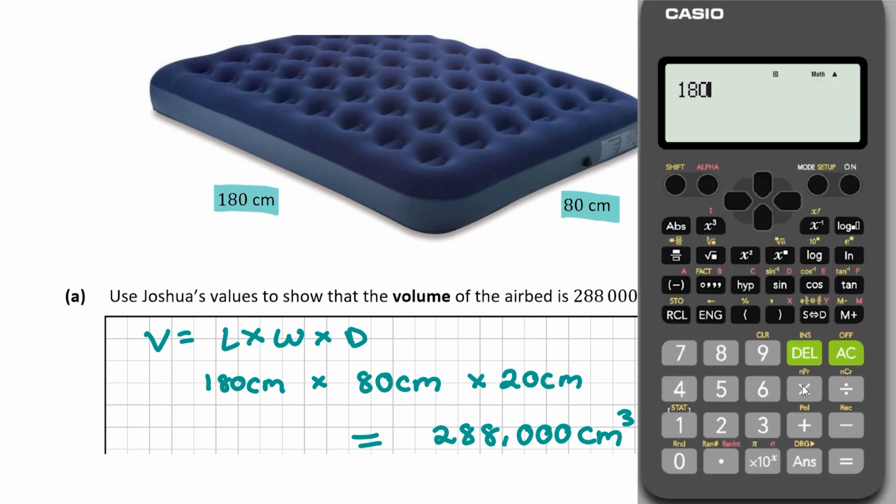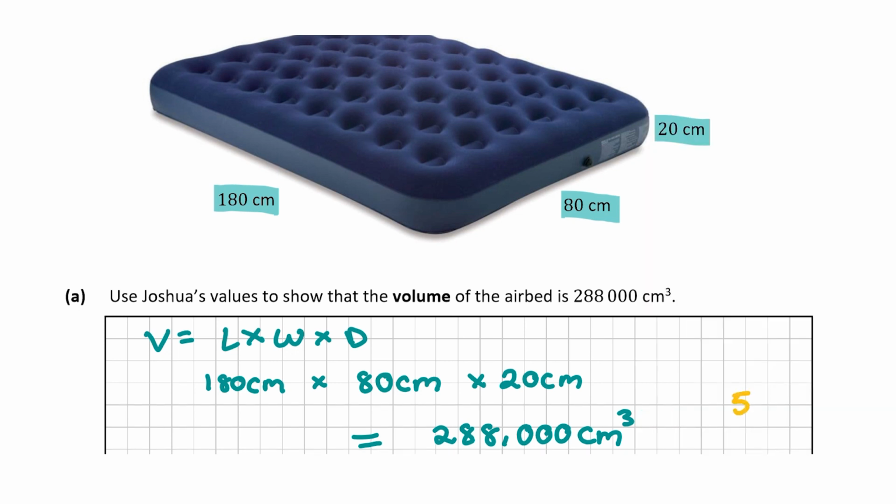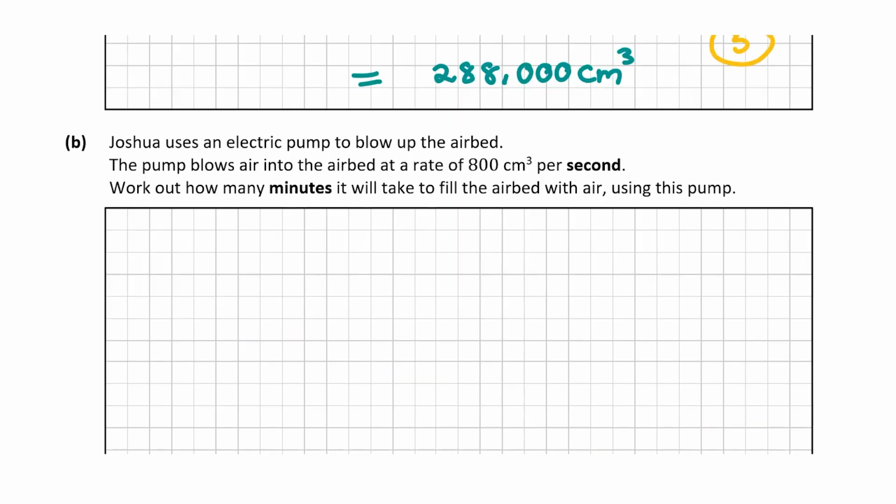So it's 180 multiplied by 80 multiplied by 20. And this does indeed give us 288,000 centimeters cubed. So for that question, you're going to get 5 marks. Now let's move on to question B.